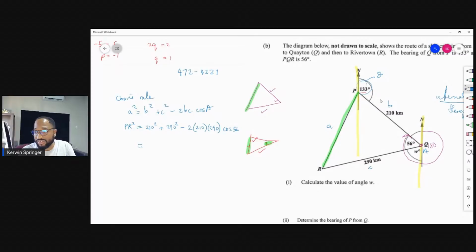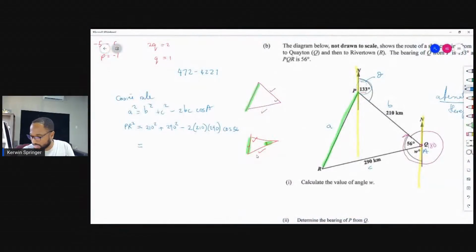Somebody help me out now. I'm not really feeling to go through all that. Oh no, I have a calculator right here for this. 210 squared plus 290 squared minus.